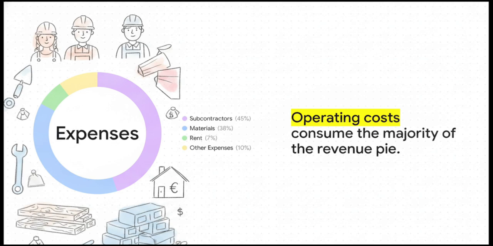Subcontractors took 88 grand, and materials took over 74 grand. Compare that to everyday rent at 13,000 or advertising at just 6,300. Grouping these correctly is exactly how we measure if a company functions efficiently on a day-to-day basis.